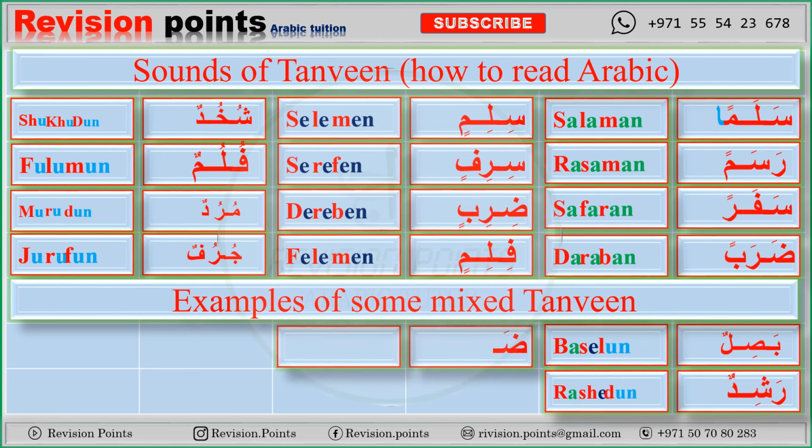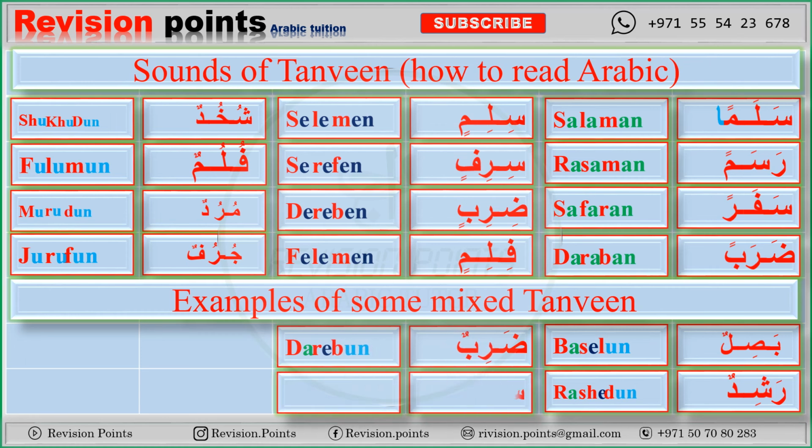Dod with Fatha is DA. Ra with Kasra is RE. Ba with double Dhamma is BUN. Doribun. Sin with Fatha is SA. Fa with Kasra is FE. Ra with double Dhamma is RUN. Safirun.